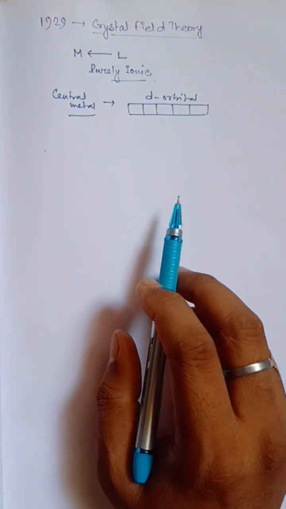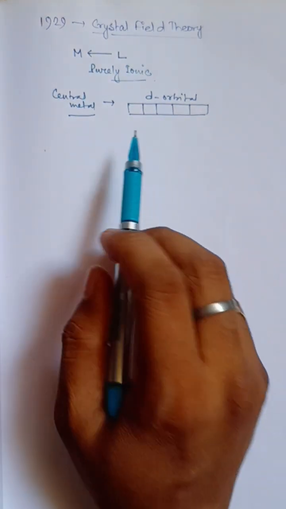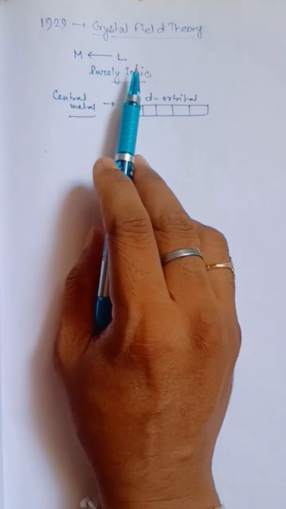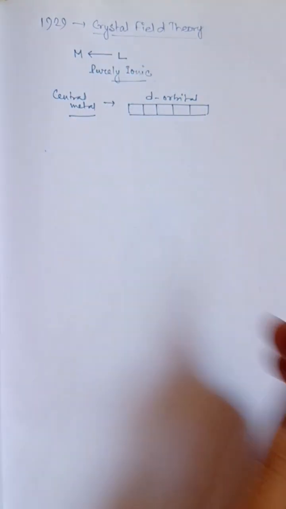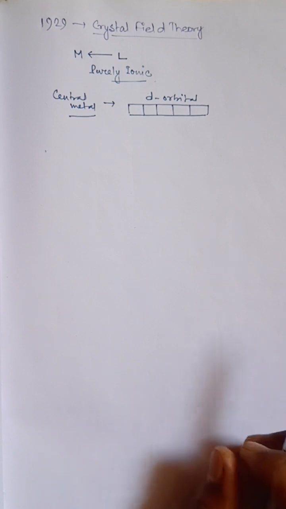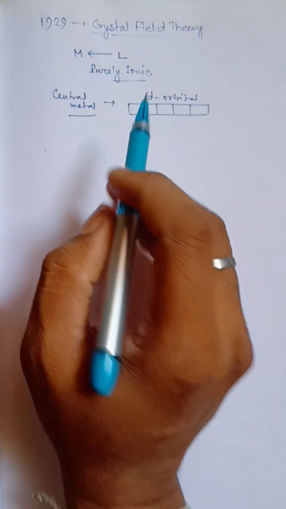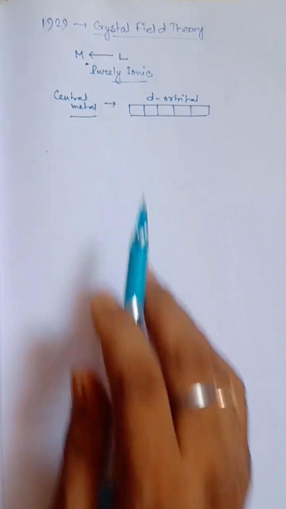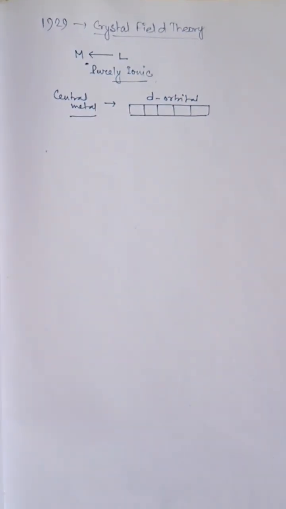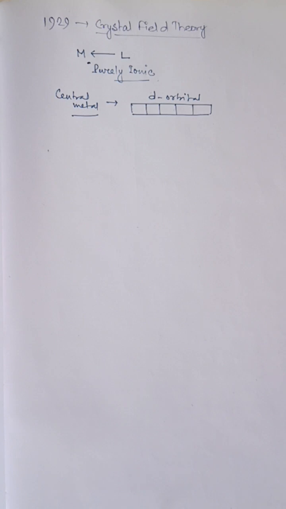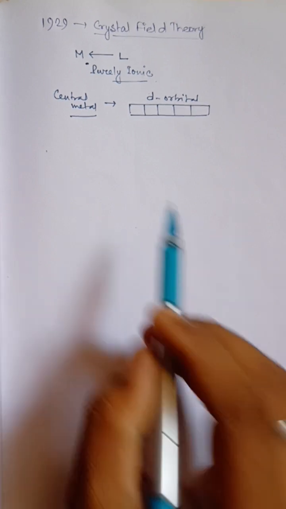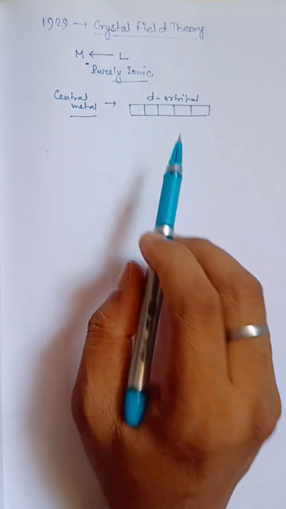Actually, crystal field theory explains that the bond between metal and ligand is purely ionic, a particular electrostatic force of attraction with pure ionic bond nature between metal and ligand. And we know that the metal has d orbitals, which are degenerate. Degenerate means the energy of all 5 d orbitals is the same.